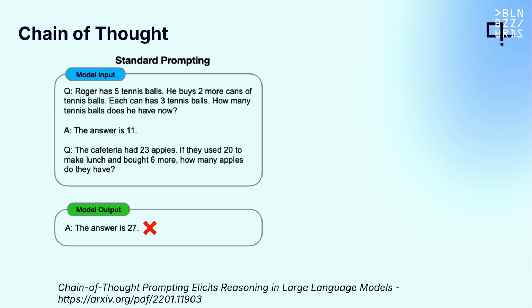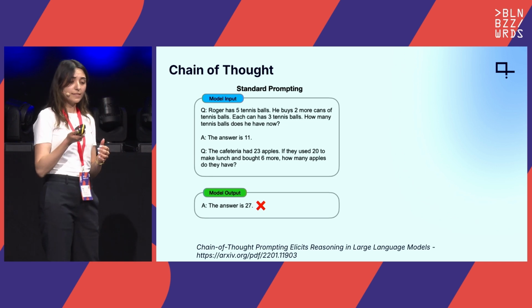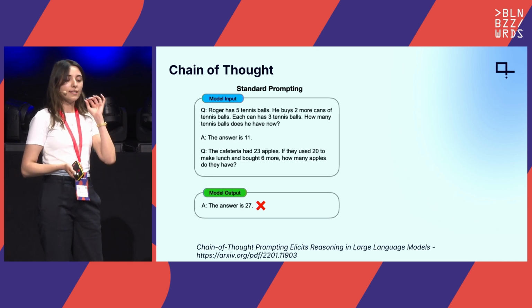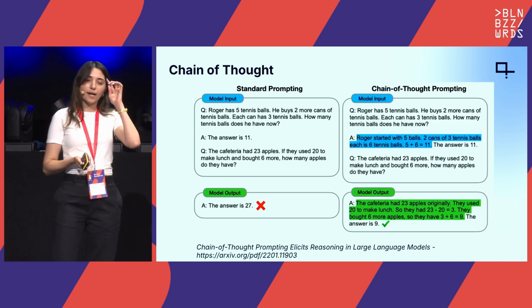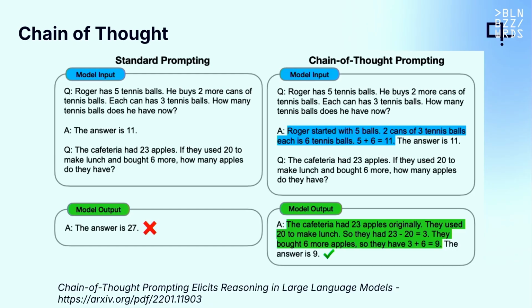But we cannot blame it because in the end, it just predicts the next token. So it doesn't really know how to do math all the time. But instead of doing the standard prompting, we can add a little bit of touch here and show it how it needs to think. So instead of just passing the answer, we hint the LLM on how to reason. Here we say Roger started with 5 balls, 2 cans of 3 tennis balls each is 6 tennis balls, so 5 plus 6 is 11, so the answer is 11. And when we do it, the model output is now better because now it goes step by step.